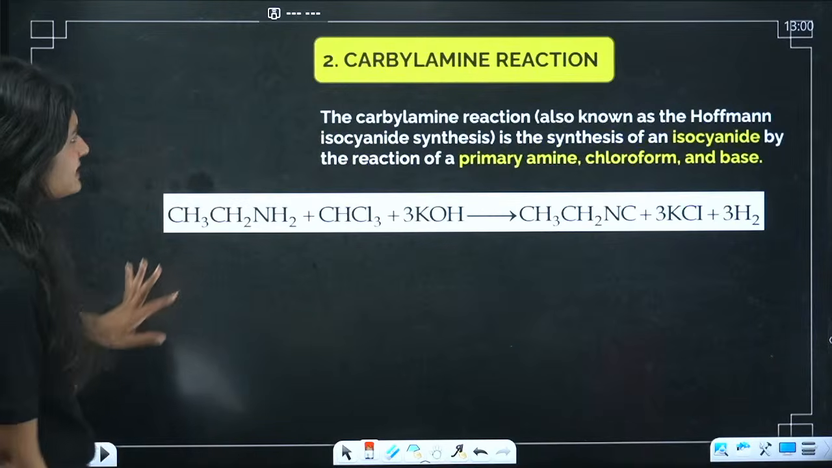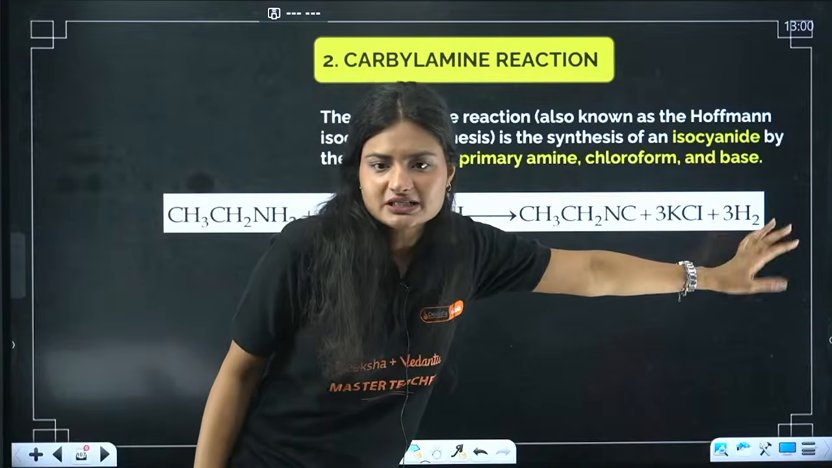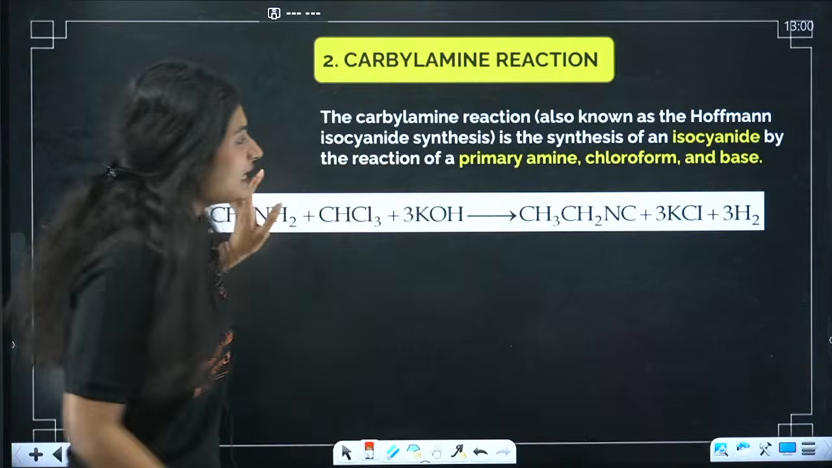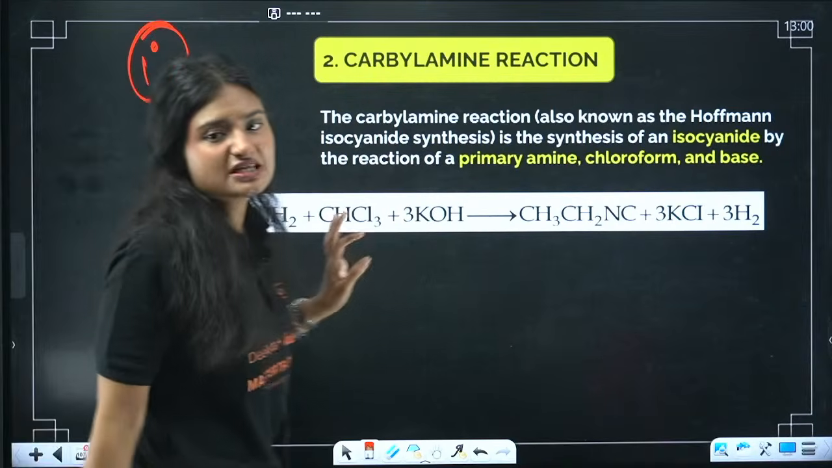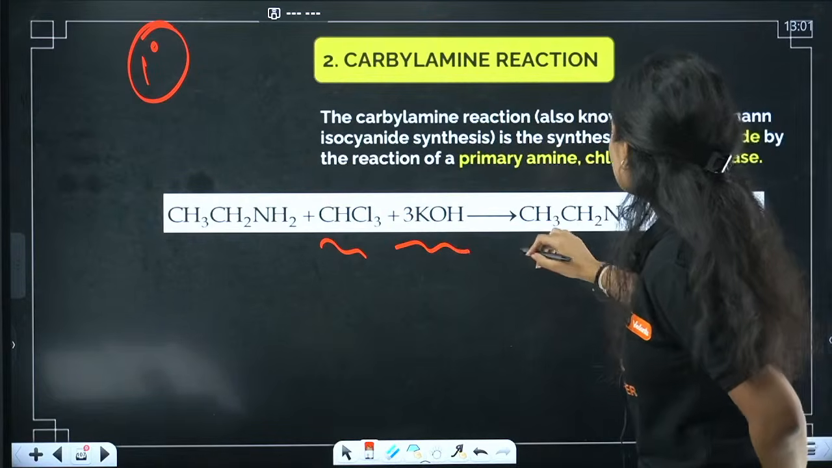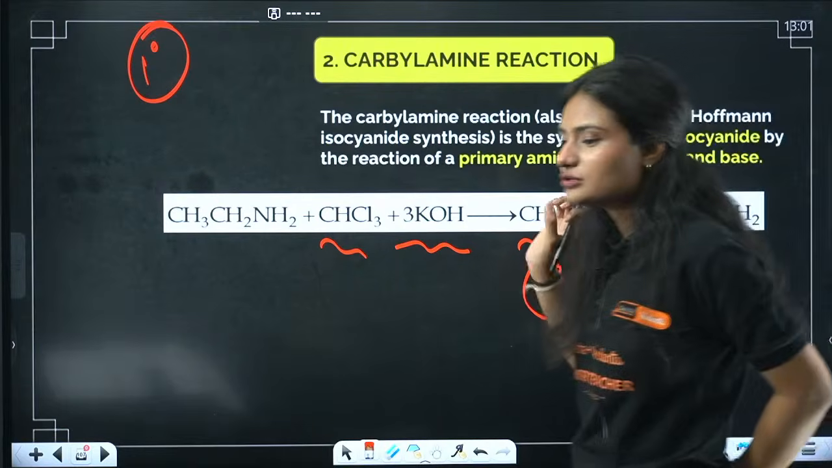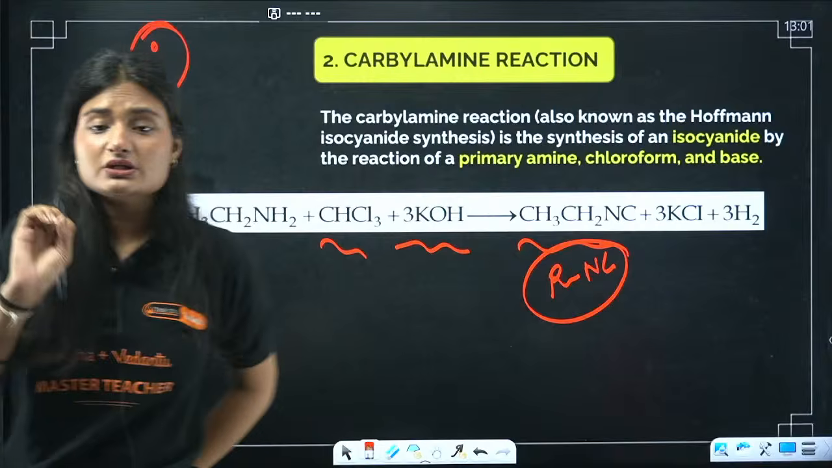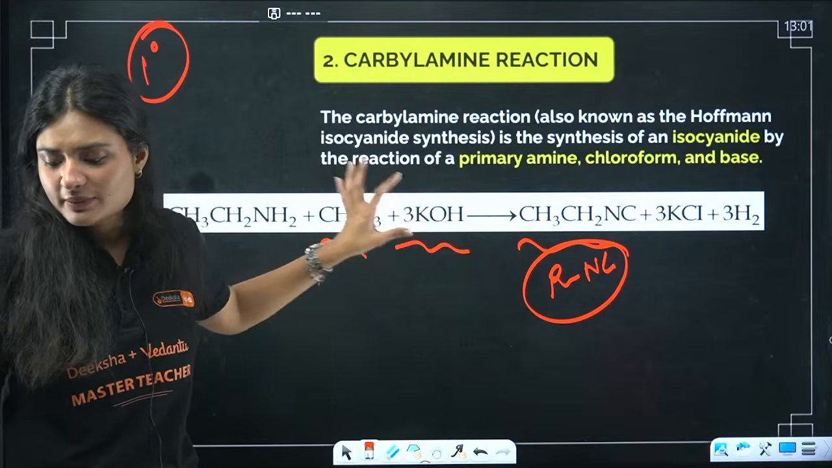Next is the carbylamine reaction. In carbylamine reaction, maybe the byproduct is wrong or something, I don't know, but I do know that the carbylamine reaction is given by primary amines. Only primary amines give this reaction. When you treat primary amines with chloroform in presence of KOH, you will get RNC, isocyanide compound. These are foul smelling compounds. This is also an important test used to distinguish between primary, secondary and tertiary amines, as this reaction is only given by primary amines.